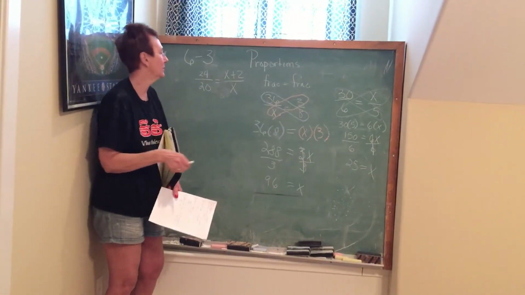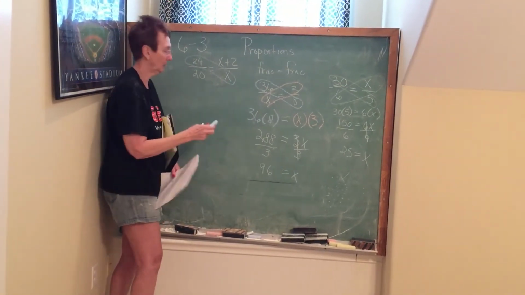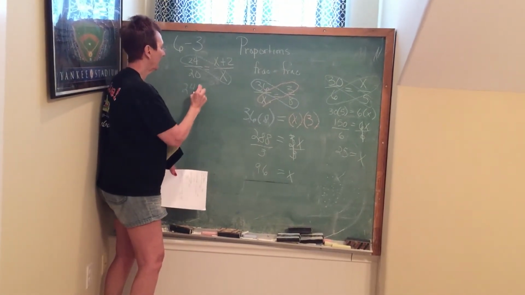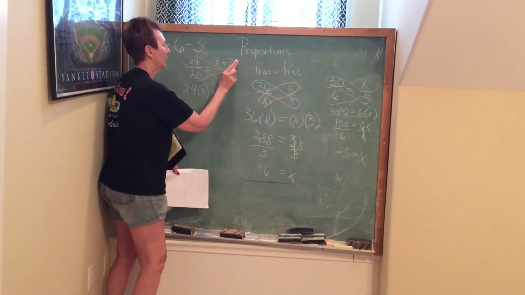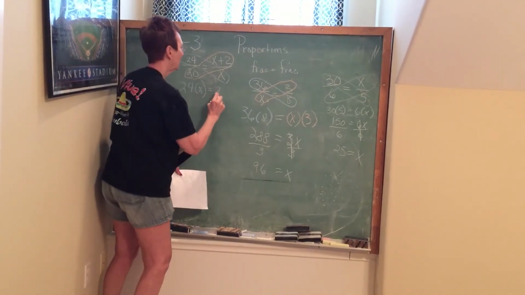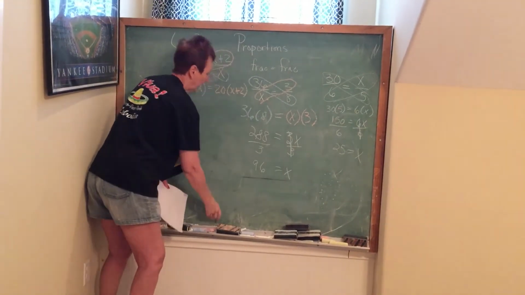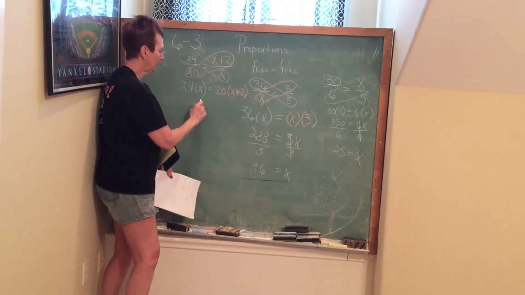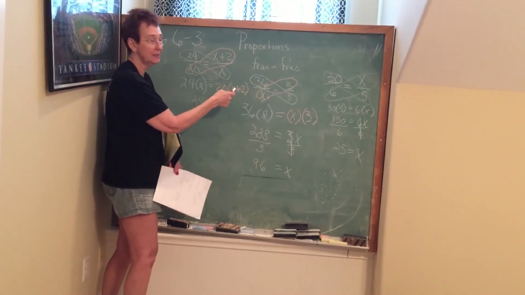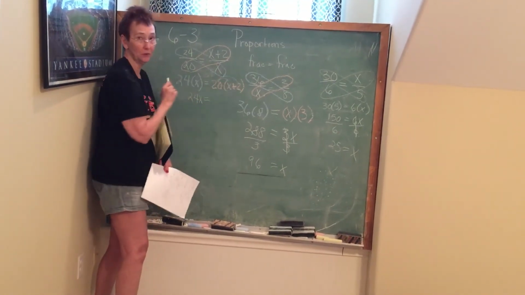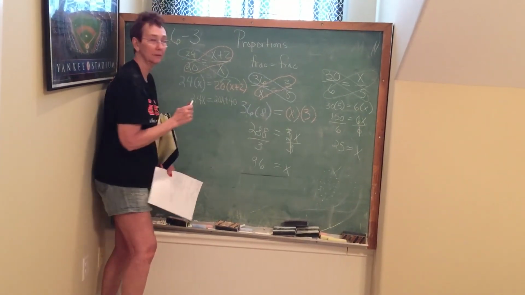Okay, the butterfly step is still the same. You're still going to take this top times that bottom. Okay, so you're still going to have 24 times x. And on the other side, you're going to take 20 and multiply it times x plus 2. So 24 times x, that's simply 24x. But now over here, because you have something inside this parentheses, you have to remember we've got to distribute. Okay? So now you'll have 20x plus 40, okay?